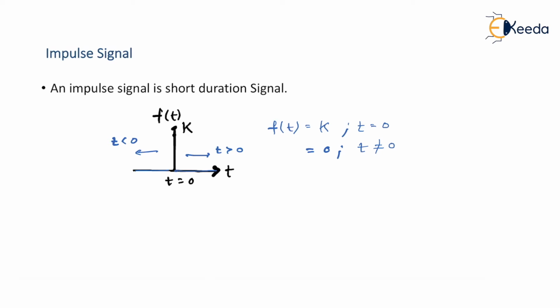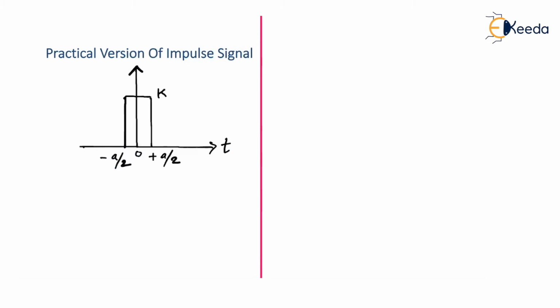So if I want to go for a practical impulse signal, then let us understand how this practical signal looks like. So this is a practical version of the impulse signal. As you can see, I'm not going to play with the amplitude of the signal. Amplitude of the signal is still same, which is equal to k, but it is having a finite duration now. Rather than saying 0 duration, I'm having some practical short duration. So as you can see, it is evenly distributed over time t equal to 0. So therefore it is starting from minus a by 2 to a by 2.